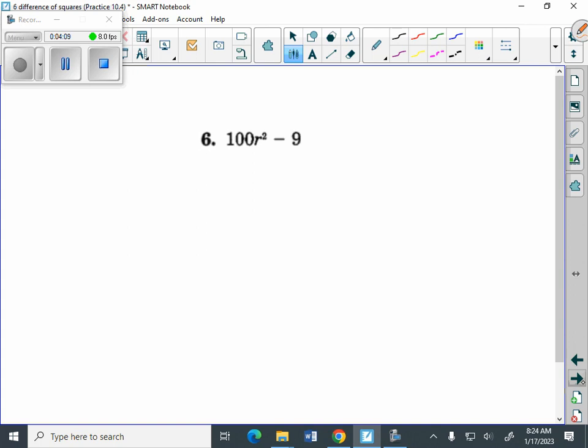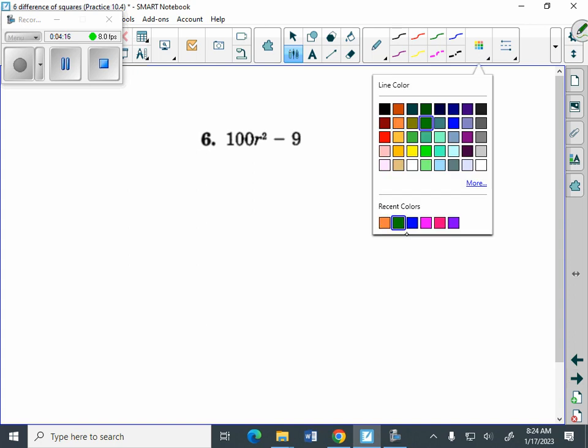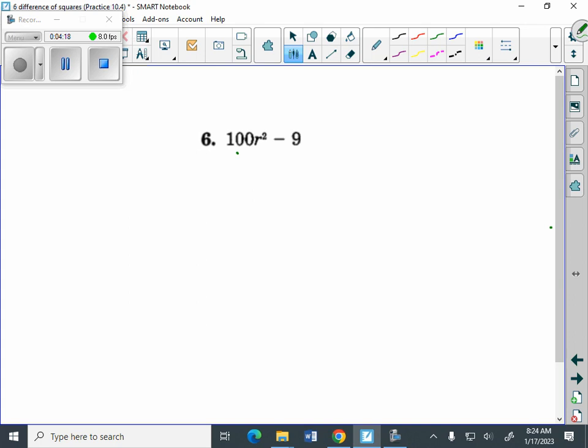Again, looking at the 3rd column on this paper, 100r squared minus 9. Well, when we take a look at this one, we have 2 terms. 2 terms, we start to think about difference of squares, and a minus, and then we'll start with the 2 parentheses. When we take the square root of 100, the square root of 100 is 10. So 10 times 10 is 100.